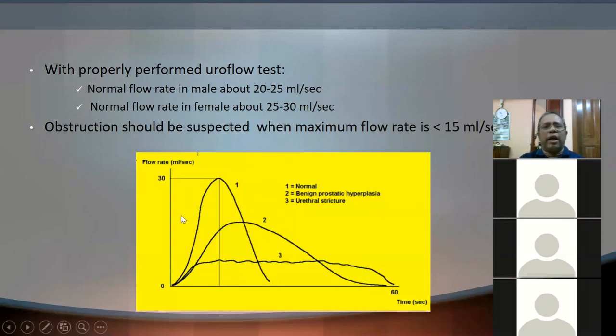So look at the curves. This is the normal one: the patient rapidly micturates and ends. In benign prostate enlargement, there is a slow start, a low peak, and a long time to micturate. In urethral stricture, the flow takes a long time, but the peak flow is not high, less in amount. So these charts can indicate what the disease is.